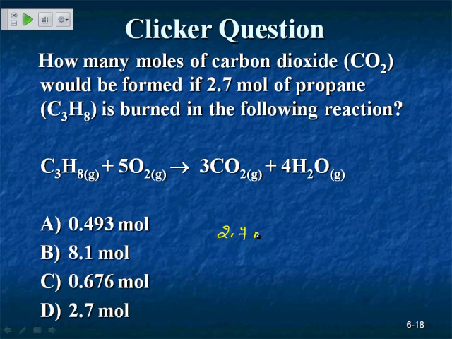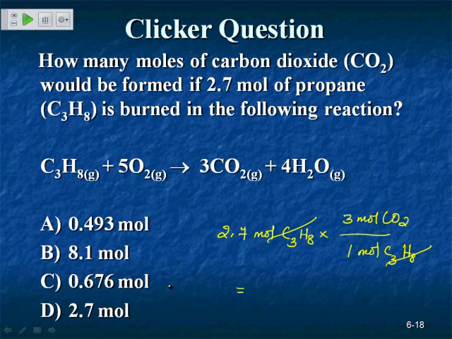So 2.7 moles of C3H8 multiplied by, I'm looking for moles of carbon dioxide. So 3 moles of CO2 on the top and 1 mole of C3H8 in the bottom. So what is the math you need to do? 2.7 multiplied by 3. You can even take a guess on that. You don't need a calculator to do that one. The only option is 8.1. When you multiply 2.7 by 3, obviously it has to be a larger number than 2.7, right?